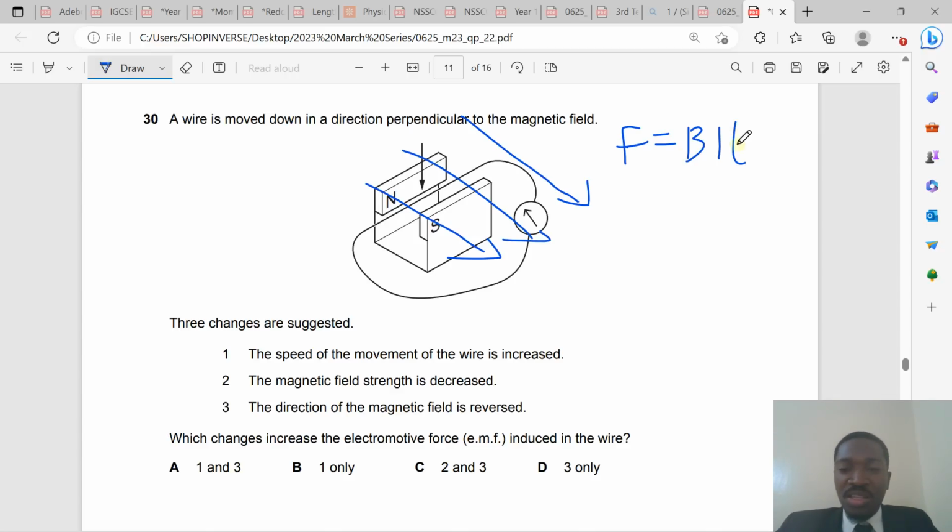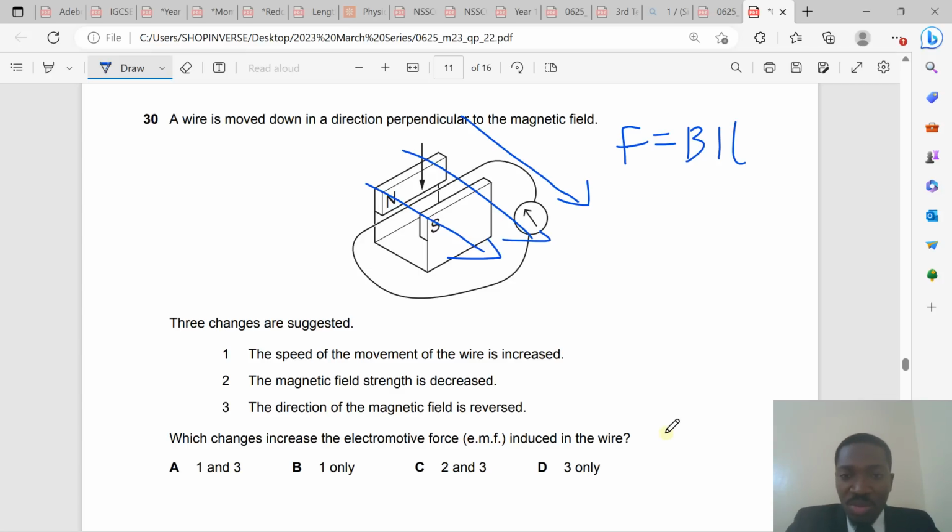So these are the 3 things you can do in order to increase the force. The speed of movement of the wire is increased, in order to increase the speed. So, which change increases electromotive force EMF induced?